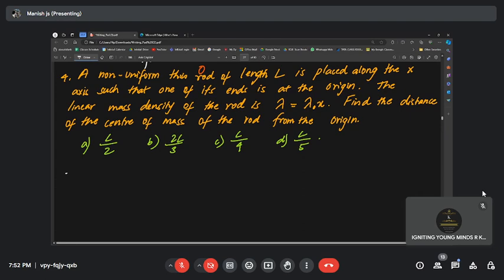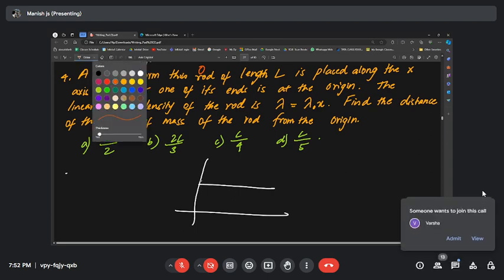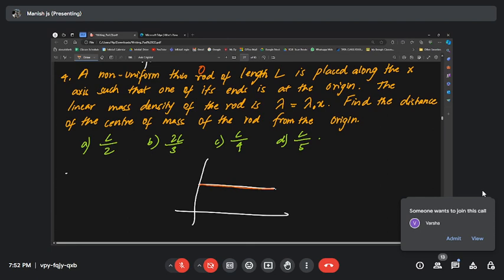So first, let's try to understand the element. So let's take a rod. I'm just drawing it, trying to depict it. We'll take both the axes. With respect to the x-axis, the rod is being placed. So let's have a rod. This is a thin rod that is placed. Let me use a different color so that you will understand. So there is a thin rod that is placed.